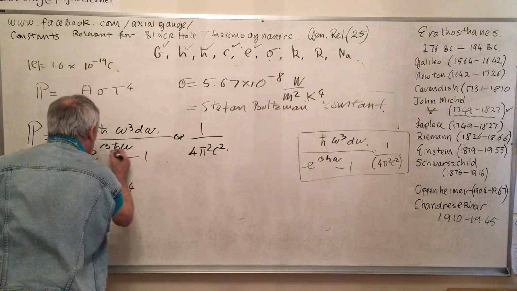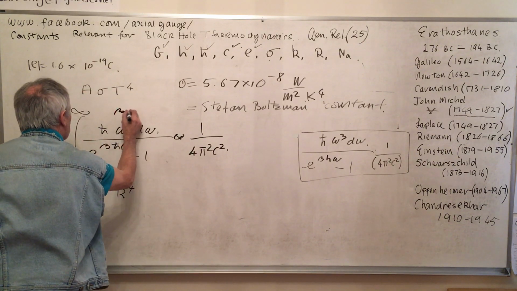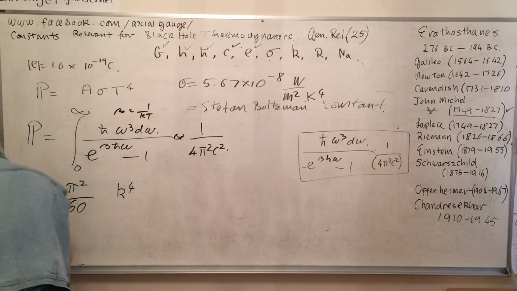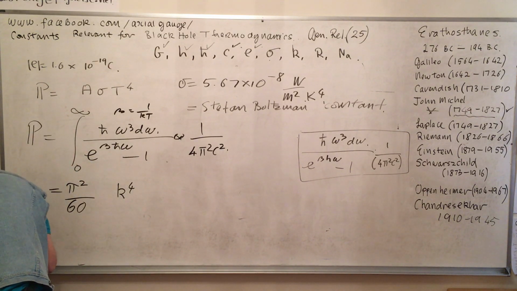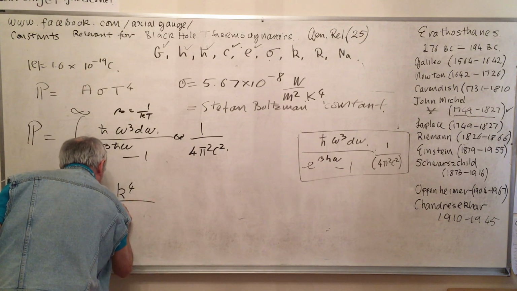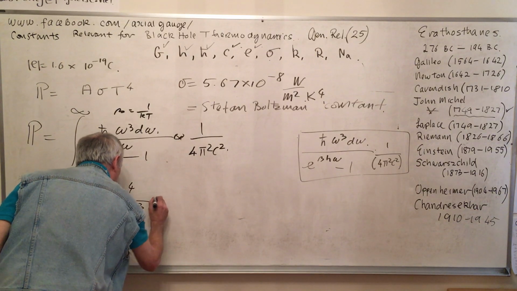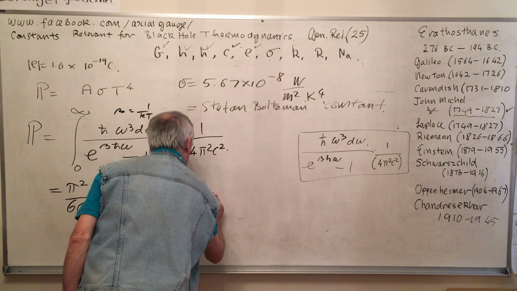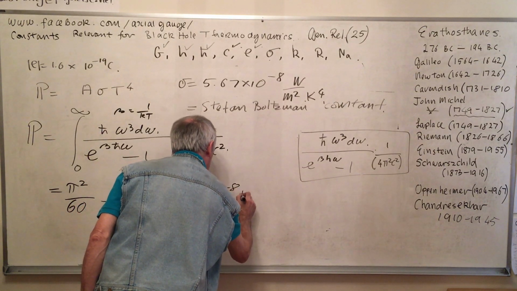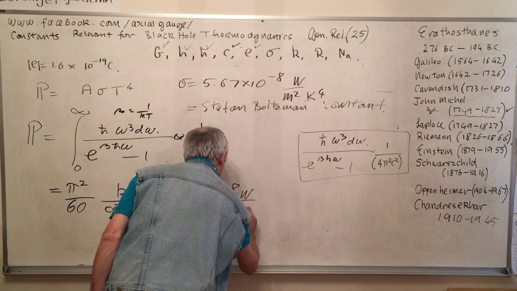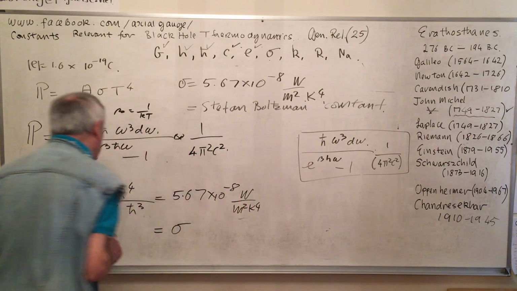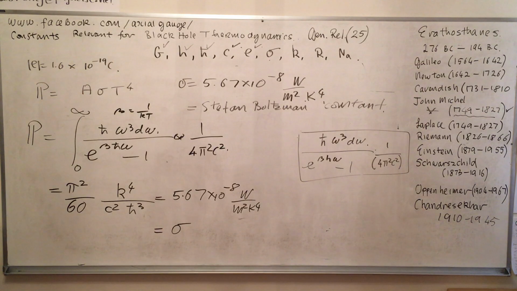Now Boltzmann's constant is in this beta here. Beta is 1 over kT. C squared H cubed. That is the sigma. We work it out. One of the crowning glories of this particular theory.